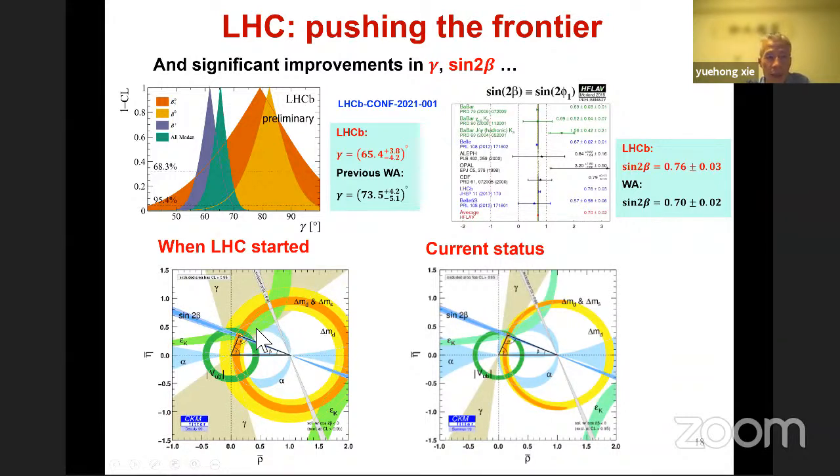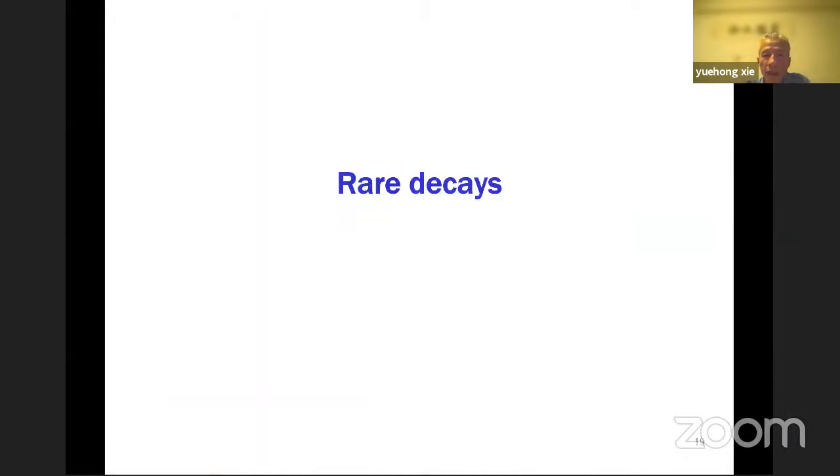So on the left is the case when LHCb started, 10 years ago, or more than 10 years ago. On the right is more or less the current status. So you can see that while all the measurement precisions have been improved significantly, they are still consistent with each other. This demonstrates the success of the CKM matrix in describing the flavor changing mechanism.